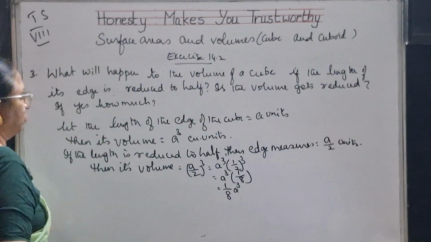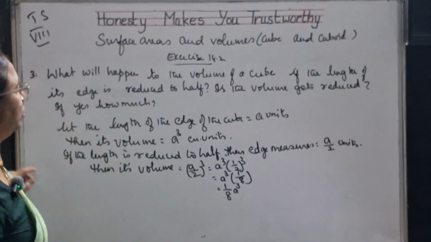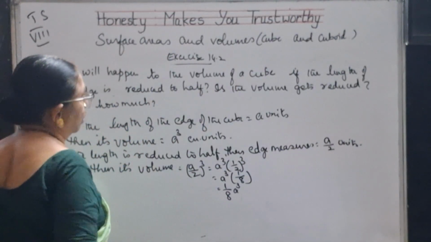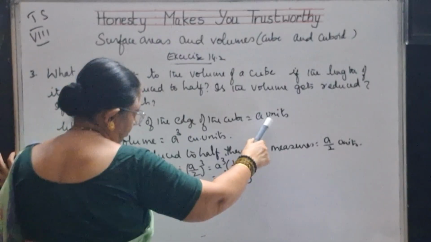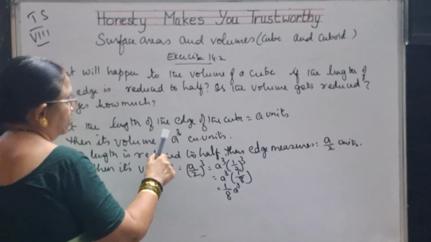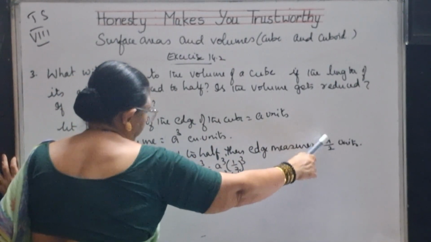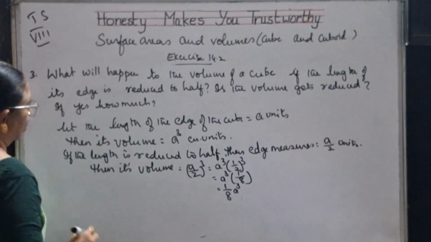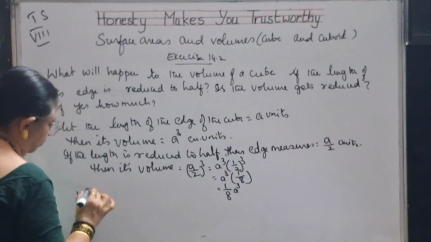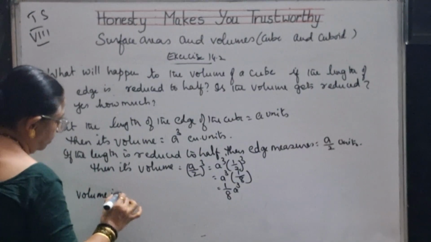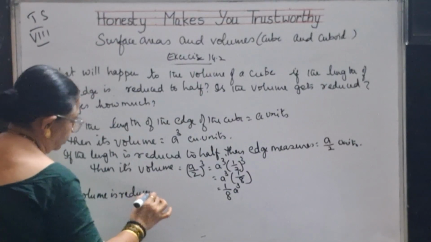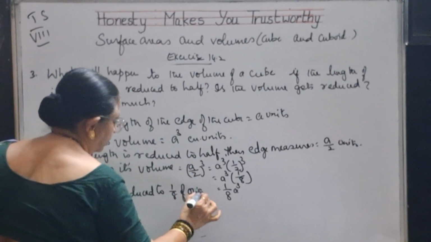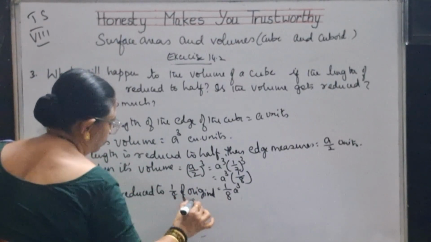So what is the question? What will happen to the volume of a cube if the length of its edge is reduced to half? First the length is A, so its volume is A cube. When it is reduced to half, A by 2, its volume will be 1 by 8 A cube. So definitely the volume is reduced. Volume is reduced to 1 by 8 of the original volume.